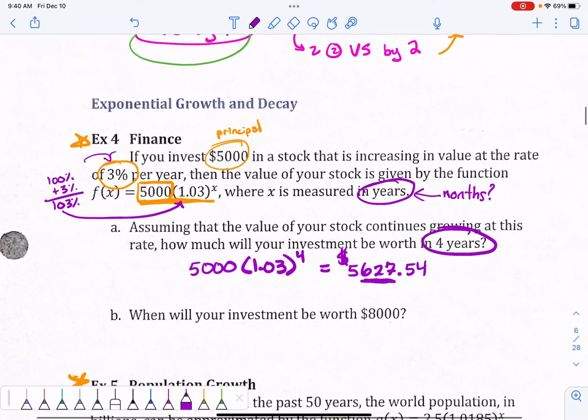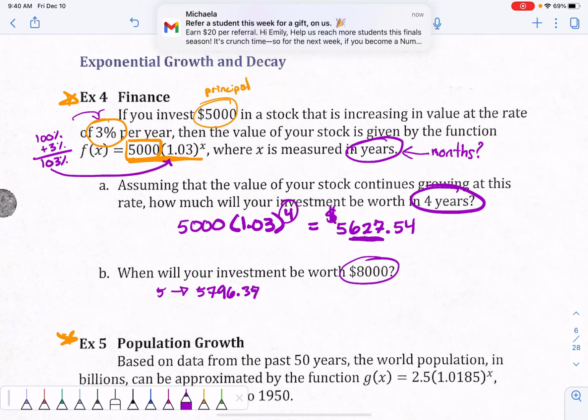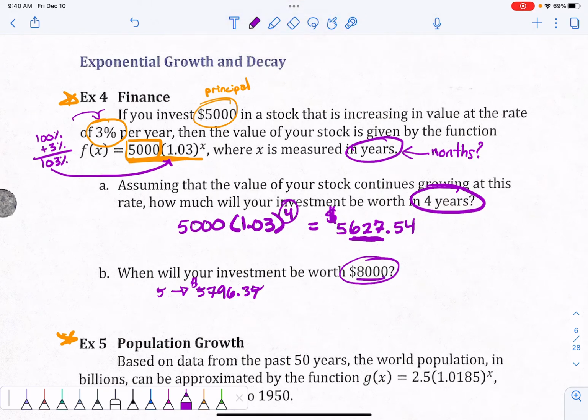So then it says, when will your investment be worth $8,000? Okay, so I started plugging and playing some of these numbers, and I said, okay, let's say we plug in 5, which is just one more than this, right? If we plug in 5, I got 5796.37, which isn't a whole lot larger increase. We're trying to see when we get up to the $8,000 mark.